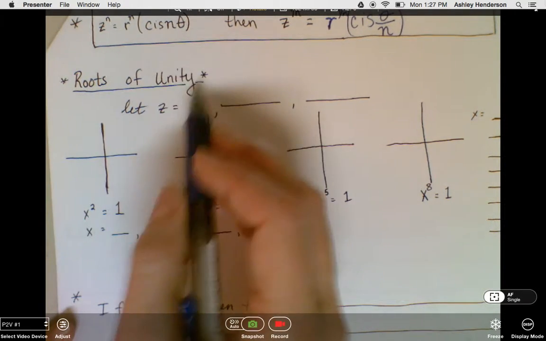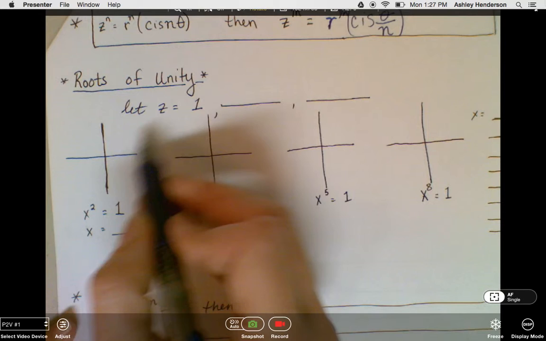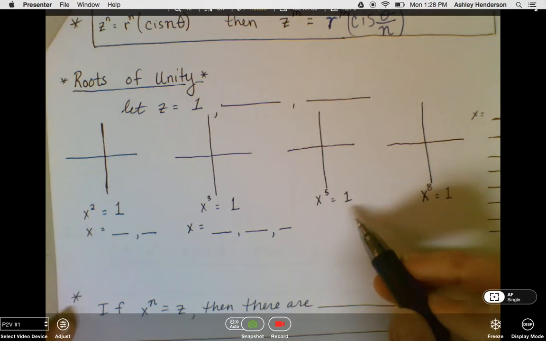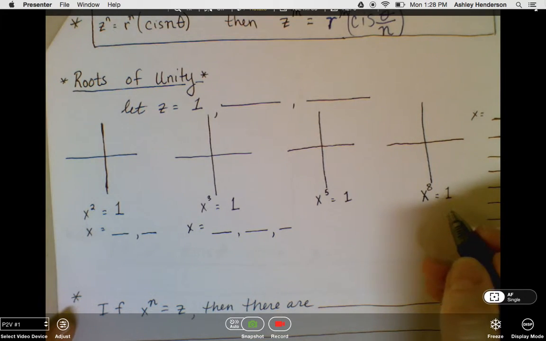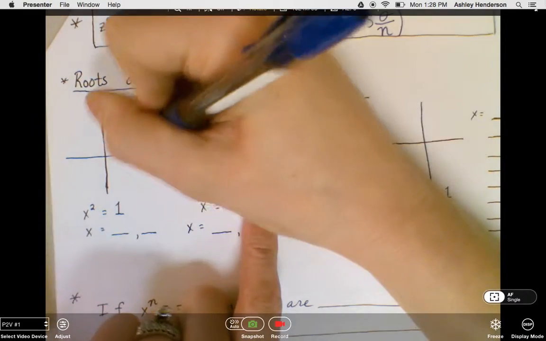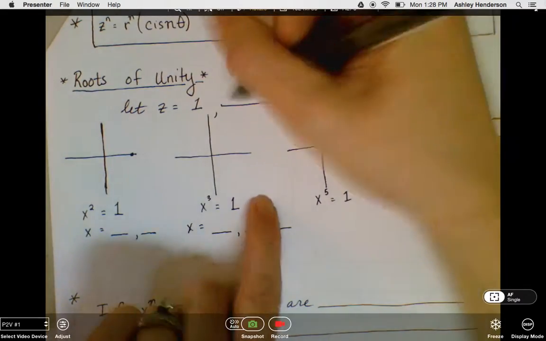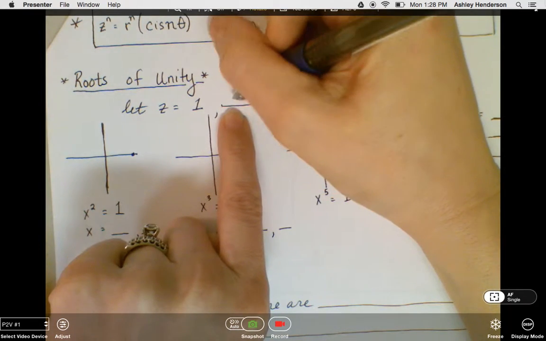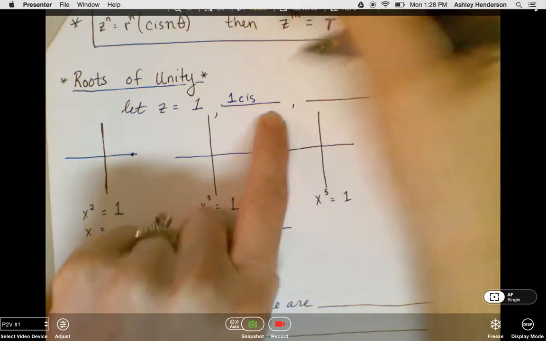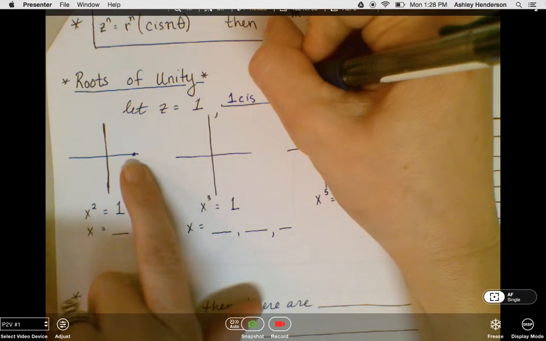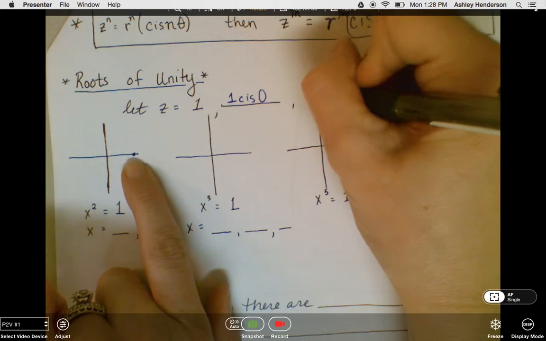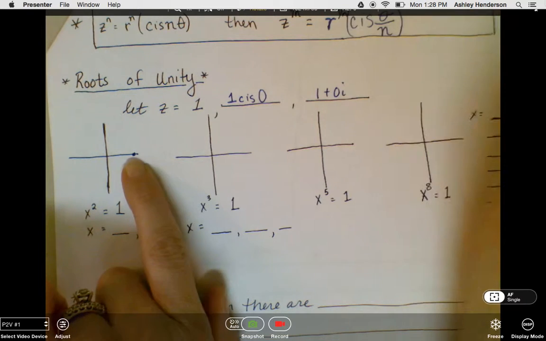What unity here means is 1, just kind of fancy. But we're going to look at all of the different ways we could take the square root or the cube root or the 5th root or the 8th root of 1. Okay, so let's say z is equal to 1, and let's write it in a couple different ways. 1 is going to be right there, right? So that's 1 as my magnitude. We can write it as cis 0, or maybe we write it as 1 plus 0i.